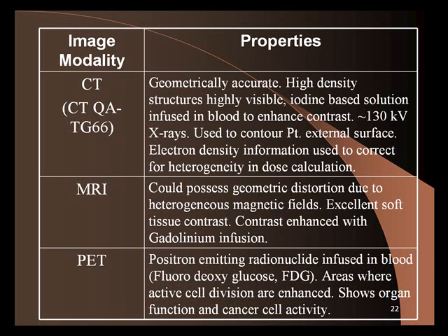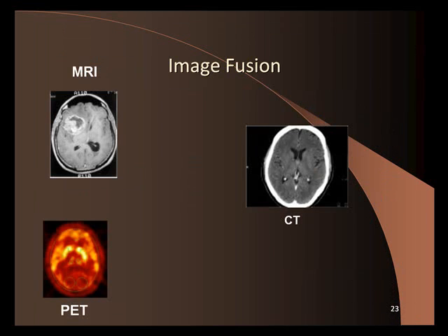MRIs could possess geometric distortion due to the magnetic fields as I just described. Excellent soft tissue contrast, enhanced with gadolinium. Okay, we already talked about that. And PET, so this is one of the chemicals they use, FDG. Areas where active cell division is enhanced, shows organ function and cancer cell activity. Okay, we already talked about that.